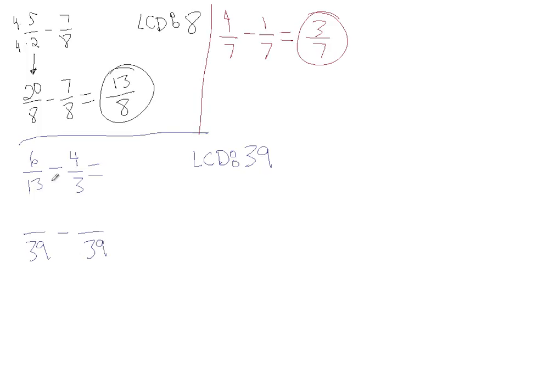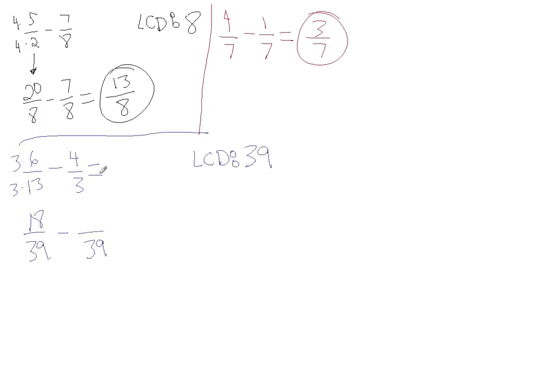Okay, so let's start with 6/13. What can we multiply 13 by to get 39? Well, we can multiply it by 3. And whatever we do in the denominator, we need to do in the numerator. 3 times 6 is 18. 6/13 is the same as 18/39, just a different form.